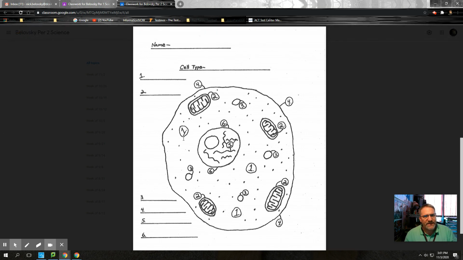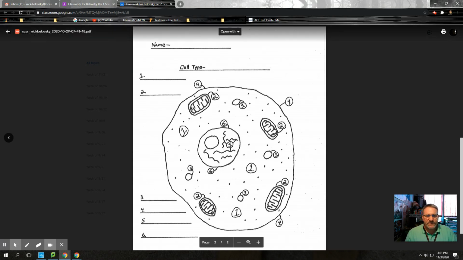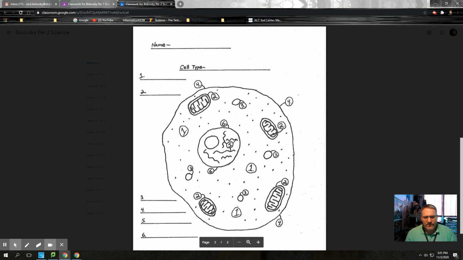If you know the plant cell organelles, you're going to know the animal cell organelles because they are the same except for the cell wall and the chloroplast. There's other changes that are different, but for right now, you just need to know that the plant cell has chloroplast and cell wall, and that the animal cell does not. So, all right, cytoplasm, once again, number one.